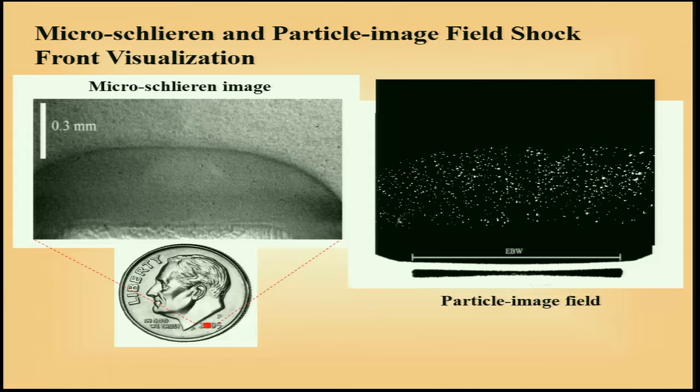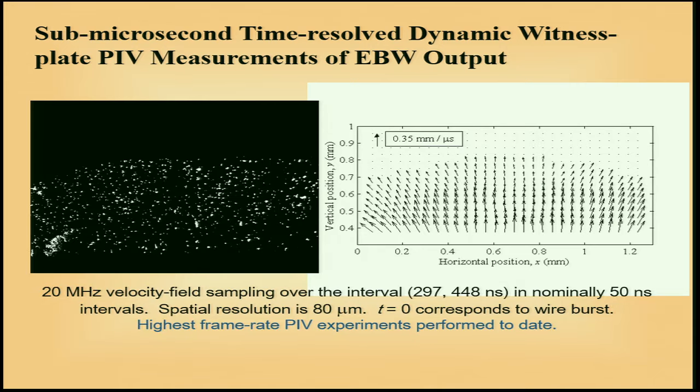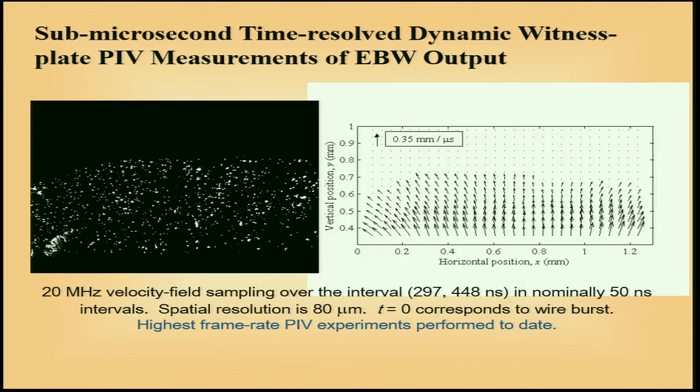So this is a Schlieren, so you can see what's going on. And I like to say, look, if you've got a dime that has a zero on the date, we were taking measurements of several hundred vectors inside a half of one of those zeros. Okay. And so this is a picture of the particle image field. And then these are the movies we could take and the PIV fields we could get.